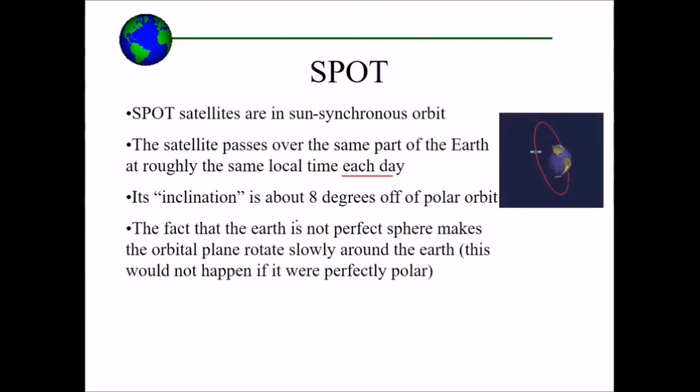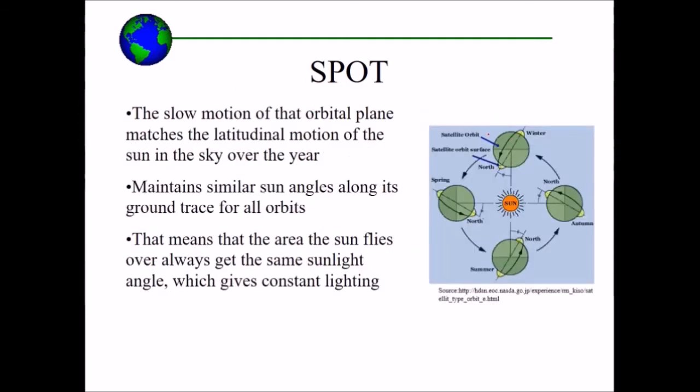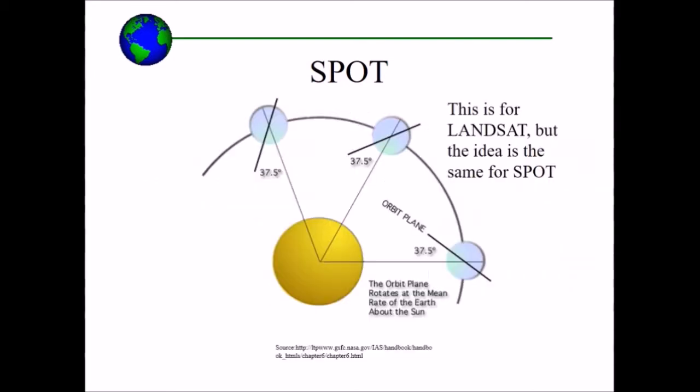Its inclination is around 8 degrees off polar orbit. The fact that the Earth is not a perfect sphere makes the orbital plane rotate slowly around the Earth. The slow motion of that orbital plane matches the latitude motion of the sun in the sky over the year, and it maintains similar sun angles along its ground trace for all the orbits. This means that the area the satellite flies over always gets the same sunlight angle, which gives constant light. This is sun synchronous.